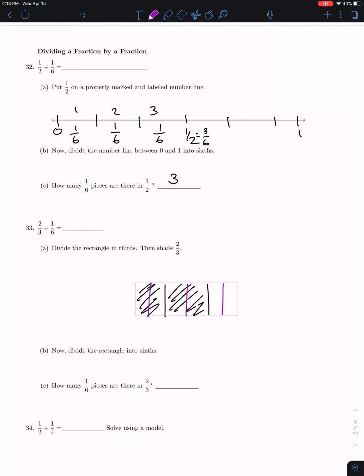And then again, how many 1/6 chunks are in there? So we've got a 1, 2, 3, 4. So we've got 4 1/6 chunks that are living inside of our rectangle. So in this case, 2/3 divided by 1/6 would just give us 4. All right.